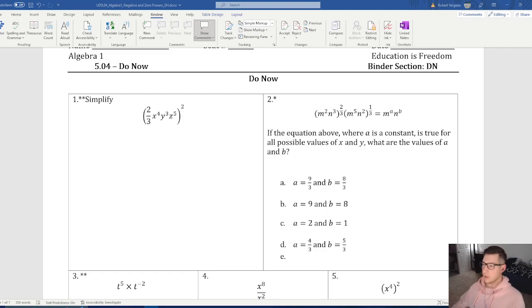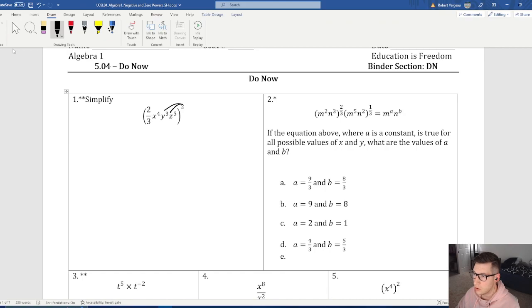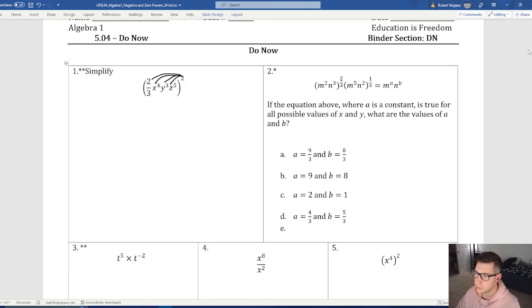So, taking a look at this do now, let's start with number one. Biggest thing with number one, and again, we've seen this before, we've talked about this before, we want to make sure that this 2 on the outside, that power on the outside of the parentheses, needs to be distributed to all 4 of these terms. They've got to go to all 4 of those. And so, not only are we distributing this 2 to the variables, but to the 2/3 as well.